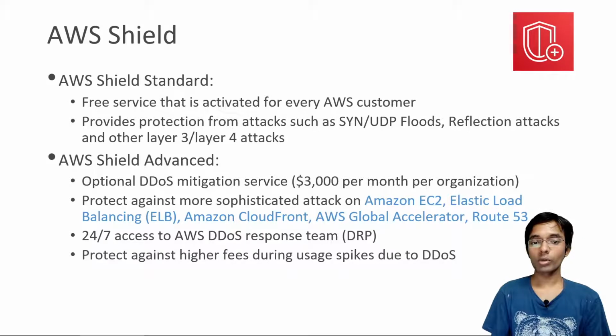Now let's get into AWS Shield. So Shield has two levels of services. Shield Standard is free and it's activated for every customer by default, and it will provide you protection from SYN attacks, UDP floods, reflection attacks, and other layer 3 or layer 4 attacks.